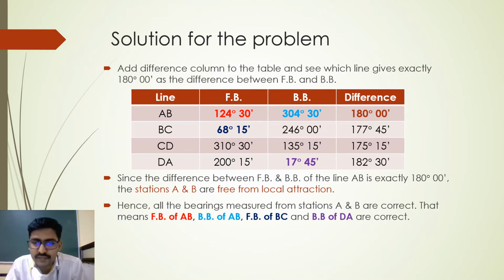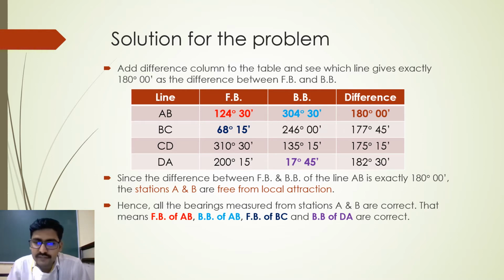So AB has got forward bearing 124 degree 30 minutes, back bearing 304 degree 30 minutes. The difference between these two bearings is 180 degree 0 minutes. In a similar way we have found the difference between all the forward bearings and back bearings, and we got 177 degree 45 minutes for BC, 175 degree 15 minutes for CD, 182 degree 30 minutes for DA. When you see these differences, you can clearly understand that line AB is giving you exactly 180 degree difference.